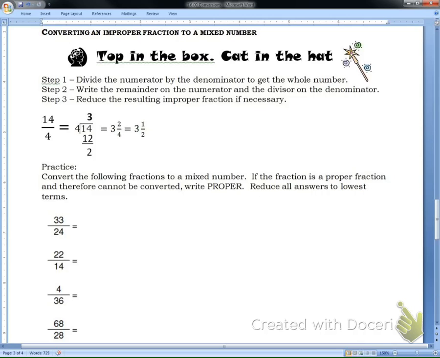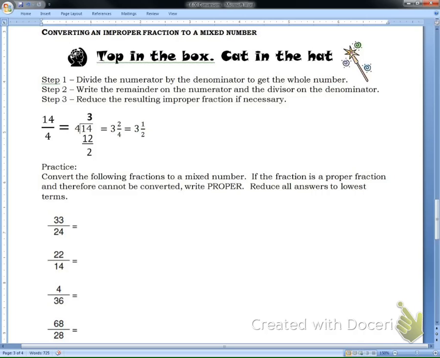The first step is you have to divide the numerator, remember that top number, by the denominator. Now when you divide, you're going to get a remainder, or you usually will get a remainder. There is a time where you won't. And what you will do with that remainder is write it on the top, or make it the new numerator. So I'm going to go over this example here.